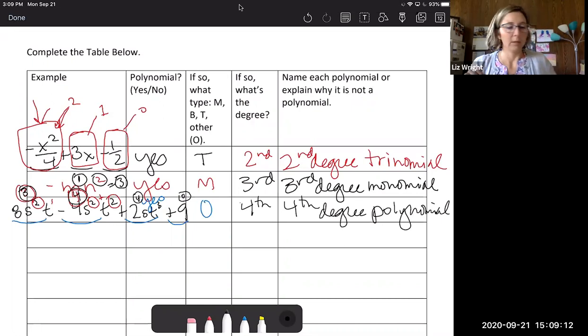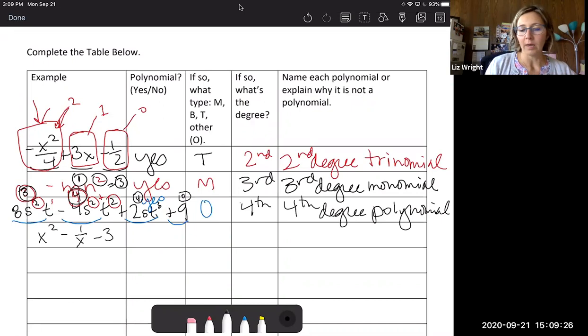All right. I'm going to give you one more, and then I'm going to give you some to try on your own. So this next one, we're going to do together, is going to be x squared minus 1 over x minus 3. I want you guys to go ahead and start working on that one while I write in the other examples that I'm going to have you try.